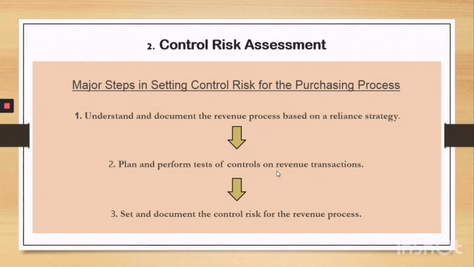When the tests of controls do not support the planned level of control risk, the auditor must set a higher level of control risk, which leads to a lower level of detection risk and more substantive procedures than originally planned. The auditor should document the achieved level of control risk. Documentation of the control risk for the purchasing process might include a flowchart, the results of tests of controls, and a memorandum indicating the auditor's overall conclusion about the control risk.